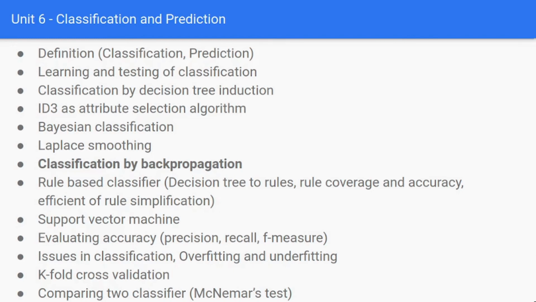Similarly, in the rule based classifier, we'll deal with how we do decision tree classification. And then support vector machines, an interesting topic, and evaluating accuracy, precision, recall, F measure, and how to measure all these, we'll discuss in this. What are the issues in classification, what is overfitting, what is underfitting, and all this we'll go through. Similarly, there is this topic called K-fold cross validation, and finally we have comparing two classifiers. It's the McNemar test.